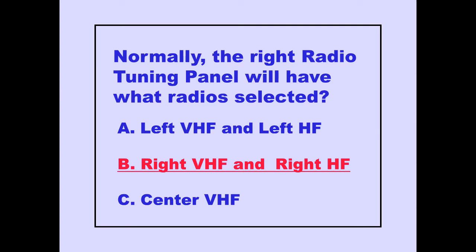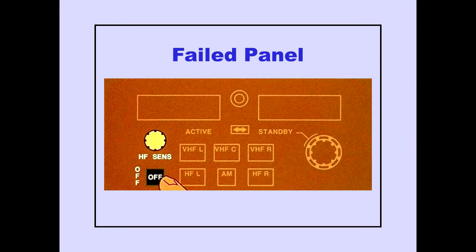Answer B is correct. If a radio tuning panel fails, pressing the off switch disconnects the panel from the radios. This ensures all radios can be selected by other radio tuning panels. HF sensitivity can still be adjusted.